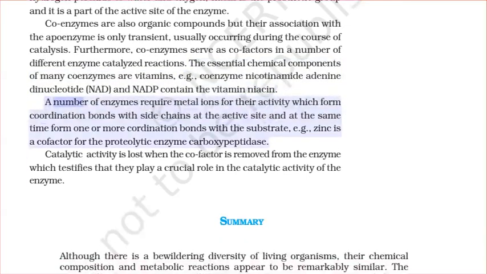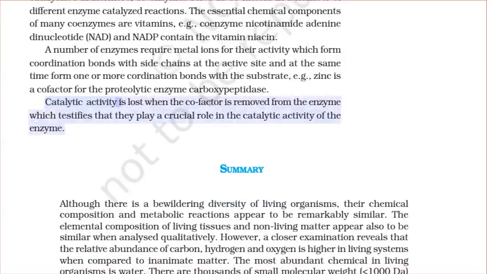A number of enzymes require metal ions for their activity, which form coordination bonds with side chains at the active site and at the same time form one or more coordination bonds with the substrate, e.g., zinc is a cofactor for the proteolytic enzyme carboxypeptidase. Catalytic activity is lost when the cofactor is removed from the enzyme, which testifies that they play a crucial role in the catalytic activity of the enzyme.